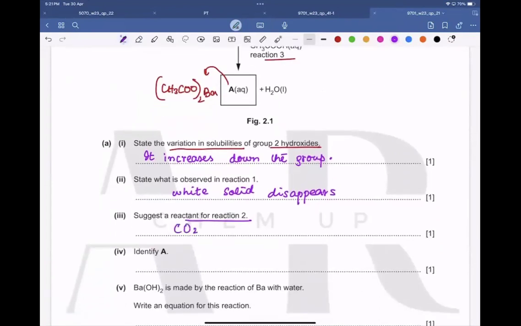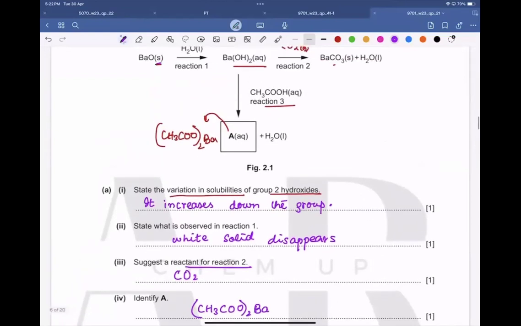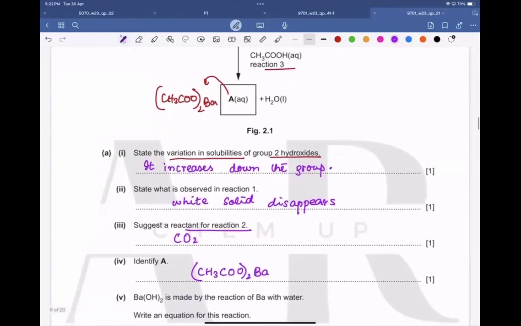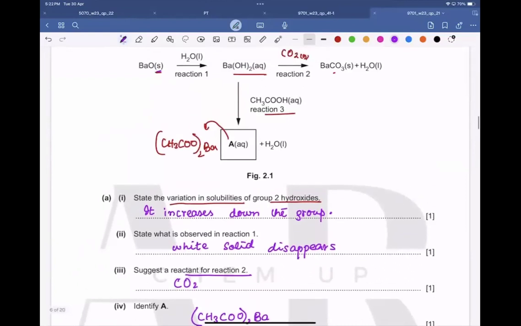Then they ask you to identify A, and for A, we already worked it out. It's barium ethanoate, right? This ethanoic acid, when it reacts with the barium hydroxide, we are going to get barium ethanoate. Is this clear to all of you? Till here?